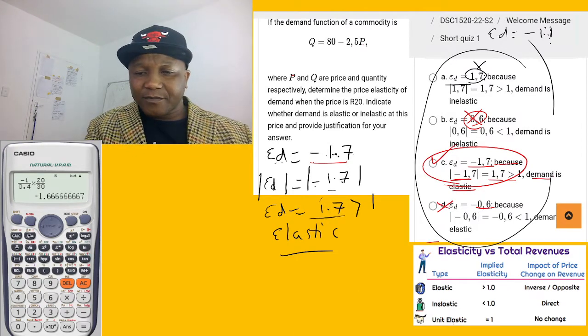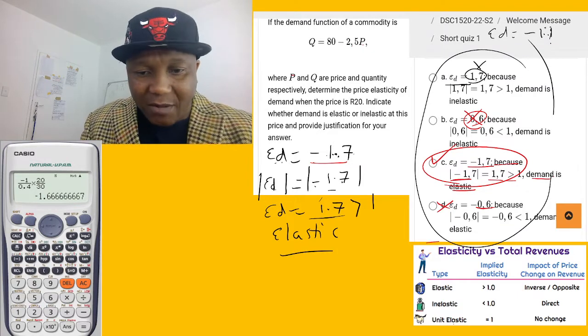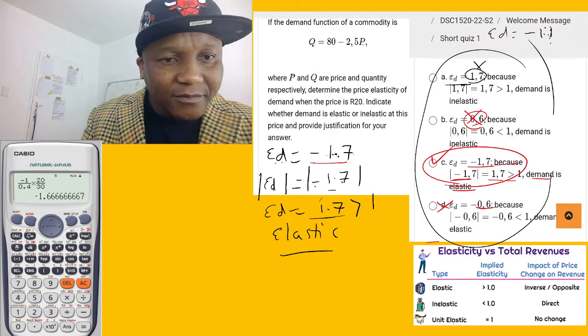Now let's go for the next question. Let's take a quick pace because I'm trying to save a lot of time. Now let's go to the next question quickly. So the next question here.